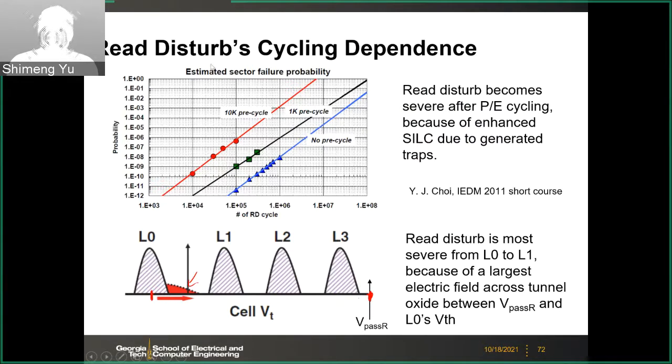And also the read disturb may depend on the cycling number. So basically after many cycles, you create more of those negative effects. Therefore, the read disturb will be more prominent after the program erase cycling.